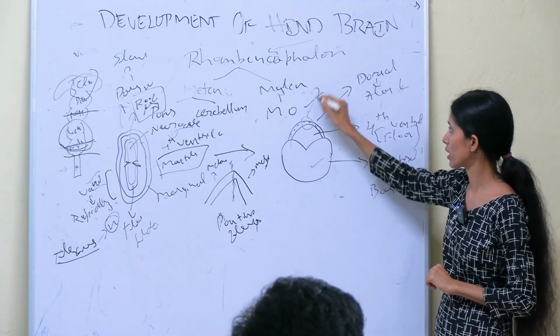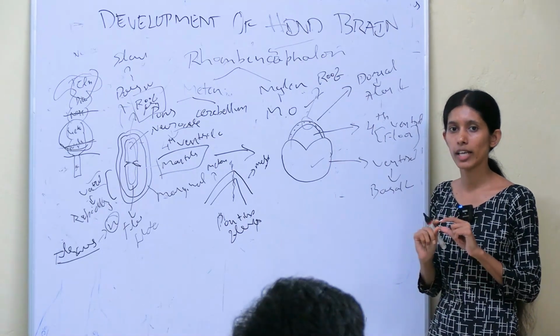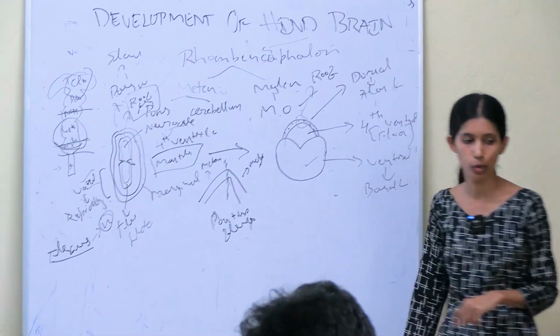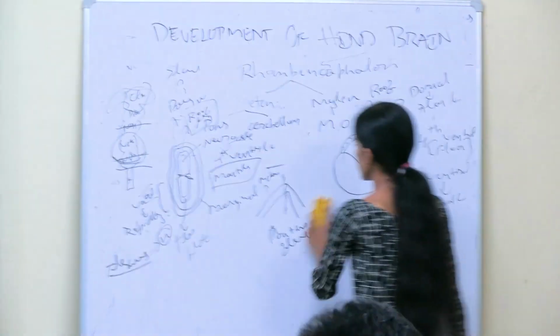This is the roof part right now. This will become thin and it will also get elongated in both the directions. Okay, I'll draw one more diagram for that.